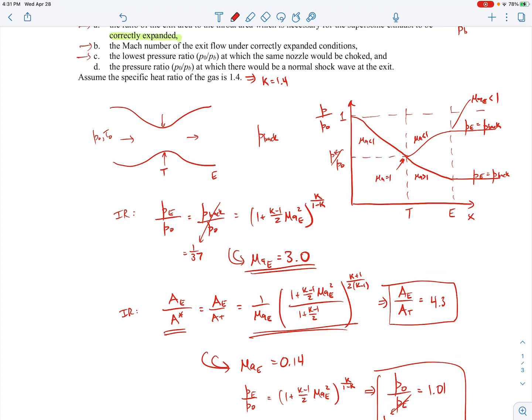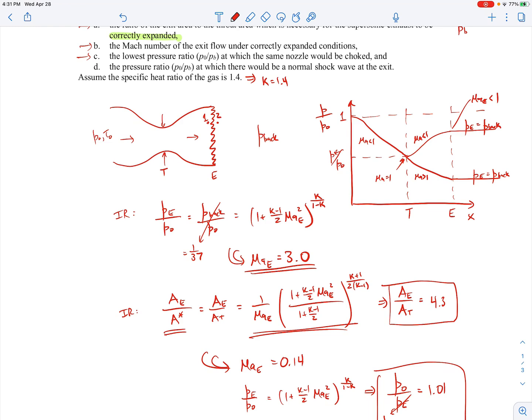The last question is, what's the pressure ratio at which there would be a normal shock wave at the exit? So for that case, what we have is a shock wave right here at the exit. Let me call this point 1 and this point 2 here. That one's a little more involved.